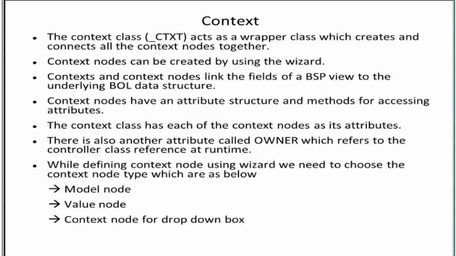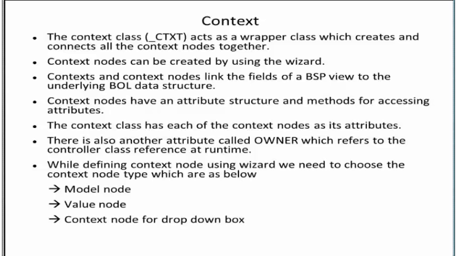Then when you define a context node using a wizard, you get three options. One is model node, second is value node, and third is context node for the drop-down box. Context node for the drop-down box is now obsolete because we have the getP method, so we are not using this anymore. Model and value node are the two things which we are still using.